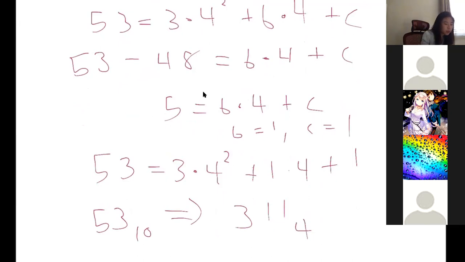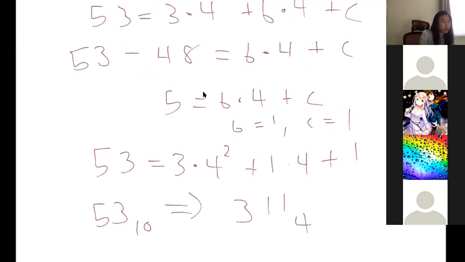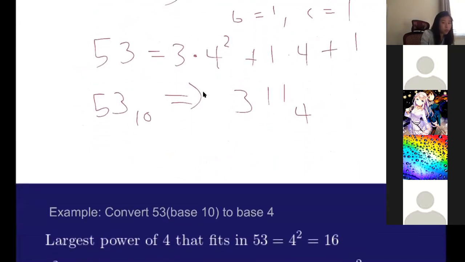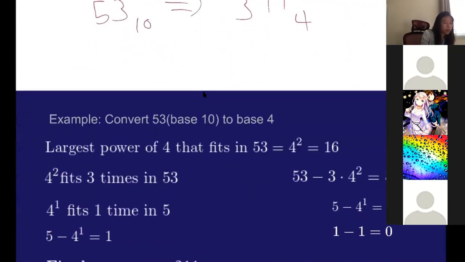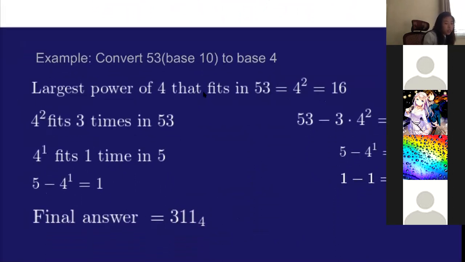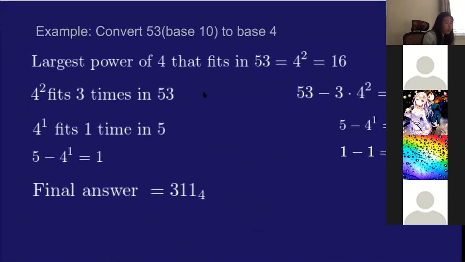Does that make sense? So basically what we've done is we've taken the change of base algorithm formula, and we're just working it backwards. So largest power of 4, this is basically what we did. We find that the largest power is 16. We're going to want to subtract it as many times as possible. So we found that it fits 3 times, like Alyssa said, and we're left with 5. And then 4 fits 1 time into 5, and then it fits 1 more time. So 3, 1, 1 base 4 is the final answer.